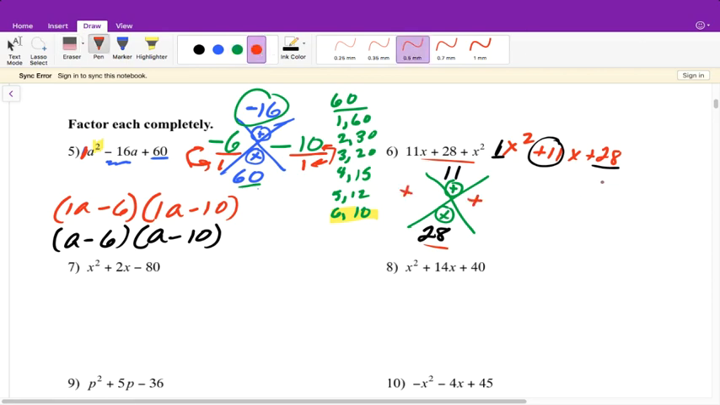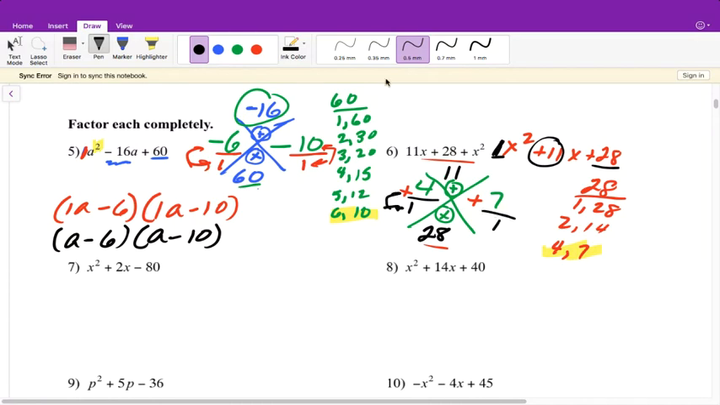Now we're looking for factors of 28 that add to 11. Well, factors of 28 are 1 and 28, 2 and 14, and 4 and 7. Well, which ones add to 11? 4 and 7 do. So now since they're both a positive sign, it doesn't matter where I put them, 4 and 7. I'm going to divide by the number in front of our x squared, which is 1. And then that gives me my factored form.